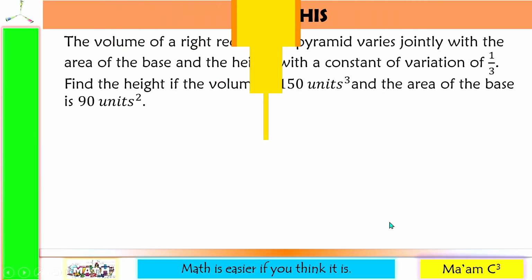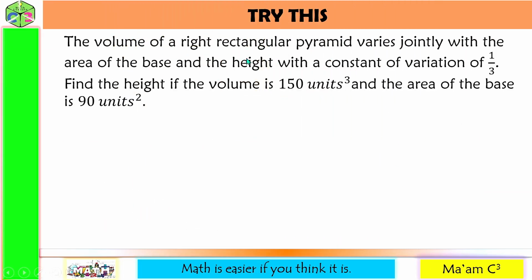Let us try this. The volume of a right rectangular pyramid varies jointly with the area of the base and the height with a constant of variation of 1/3. So we are given here the value of k.